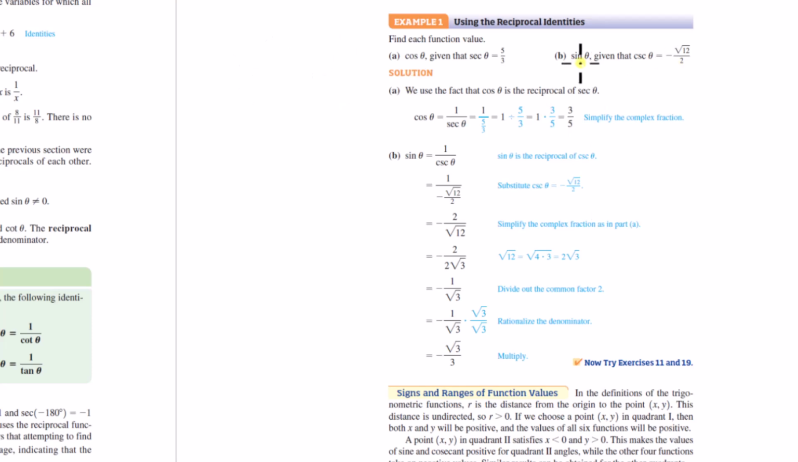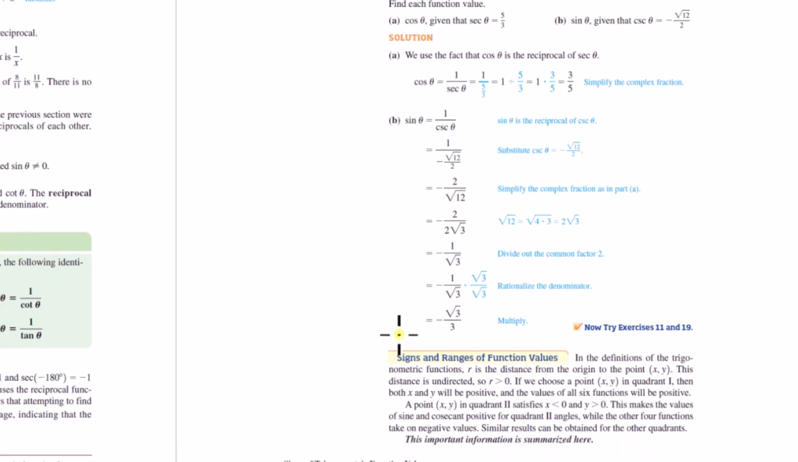Okay, find sine theta given that cosecant theta is this. So cosecant and sine are reciprocals of one another. So just flip this. You get minus 2 over root 12. But then they're going to want you to rationalize that. So then they multiply. Well, okay, root 12 is 2 root 3. Then they rationalize and get minus root 3 over 3. And we'll work a bunch of examples.